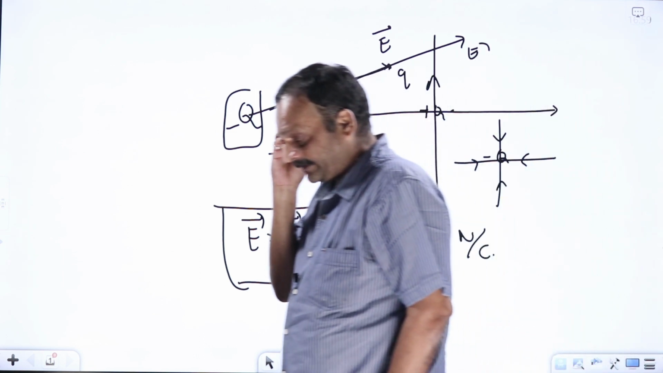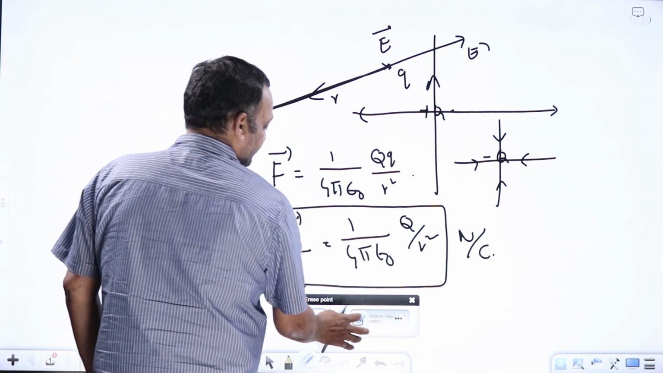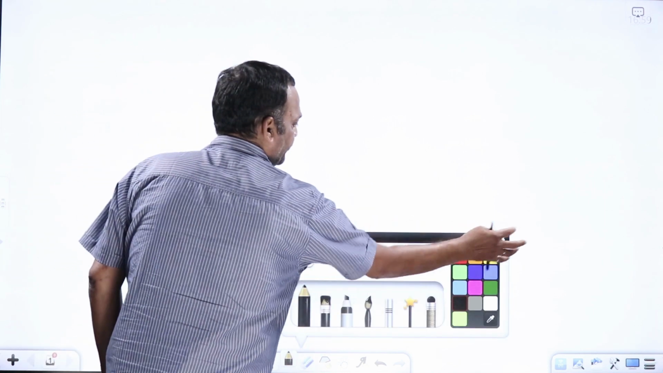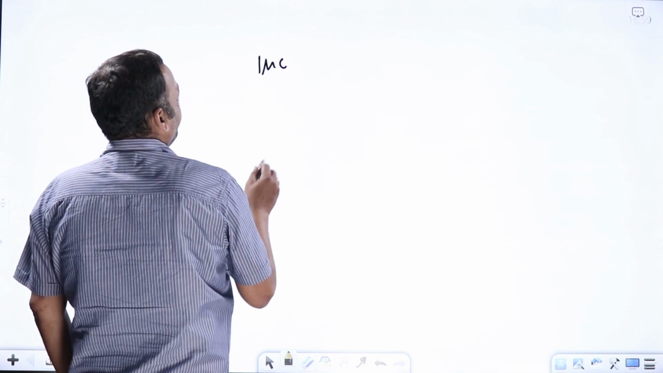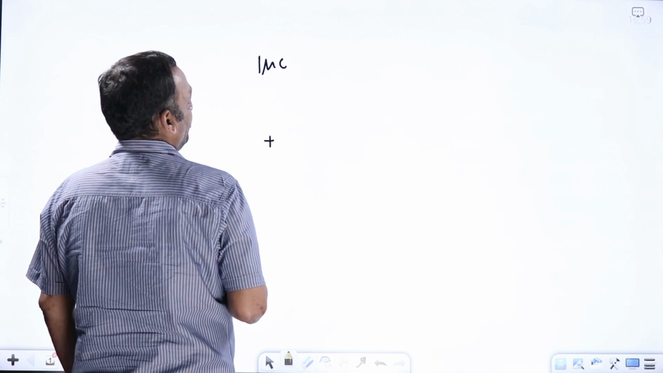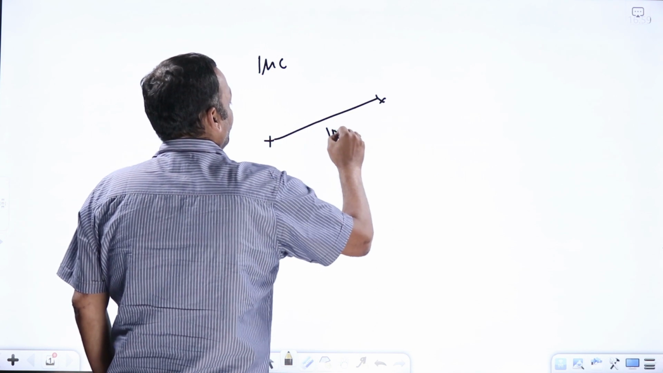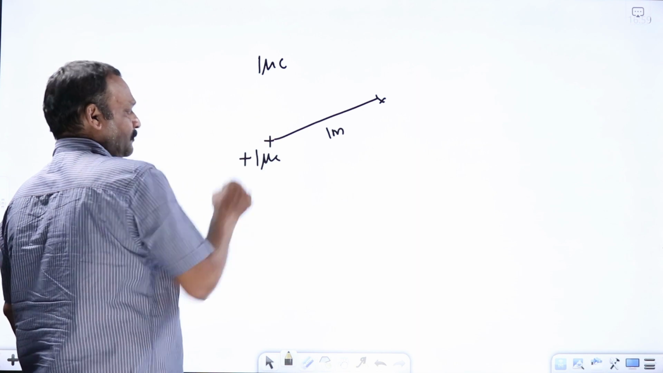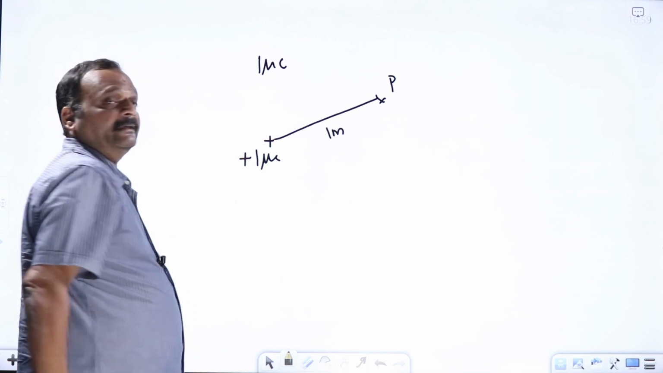So what is the electric field due to some charge, say 1 microcoulomb? A positive charge of plus 1 microcoulomb is there. What is the electric field at a point P, which is a distance 1 meter from it?